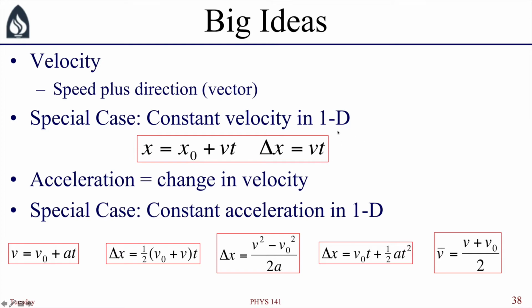We also discussed how acceleration was a change in velocity. You can get an acceleration by speeding up, slowing down, or changing direction. But if you have the special case where you have constant acceleration and your motion is in one dimension, then we can write down any of these constant acceleration equations and use whichever is most convenient for solving our problem.